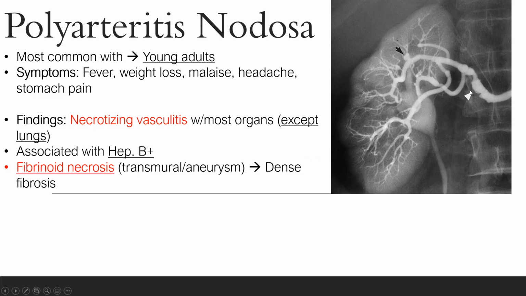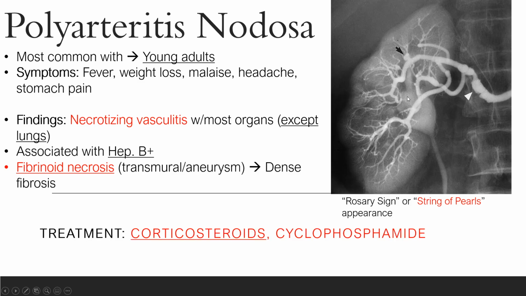And as you can see here, what these arrows are pointing to is all these little balls, these little nodules here, and that's called the string of pearls or rosary sign. And so you can see all throughout, right? So that's why it's poly, meaning many, and then nodosa, meaning nodes. So just many nodes. And again, this is a medium vessel vasculitis, and that's why it's affecting the renal artery and affecting the kidneys and other medium vessels throughout the body. And so the treatment for this, again, is corticosteroids, and for this one specifically, cyclophosphamide, but corticosteroids is most important.